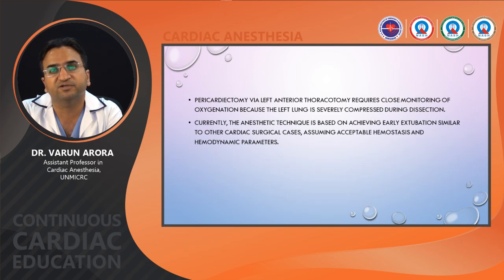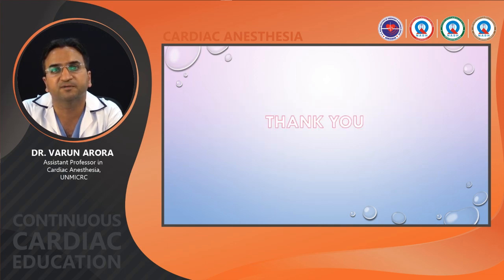Pericardiectomy via left anterior thoracotomy requires close monitoring of oxygenation because the left lung is severely compressed during dissection. Currently, the anesthetic technique is based on achieving early extubation, similar to other cardiac surgical cases, assuming acceptable hemostasis and hemodynamic parameters. Thank you.